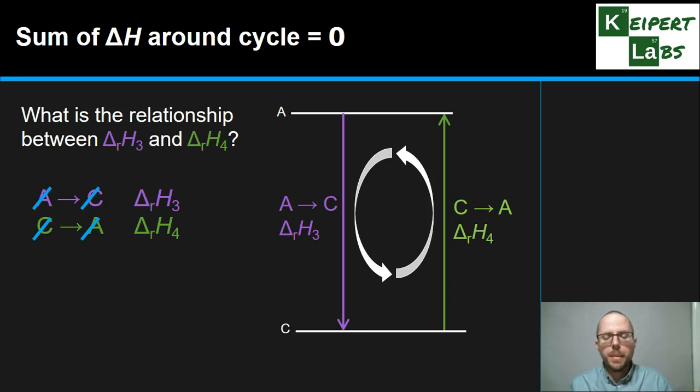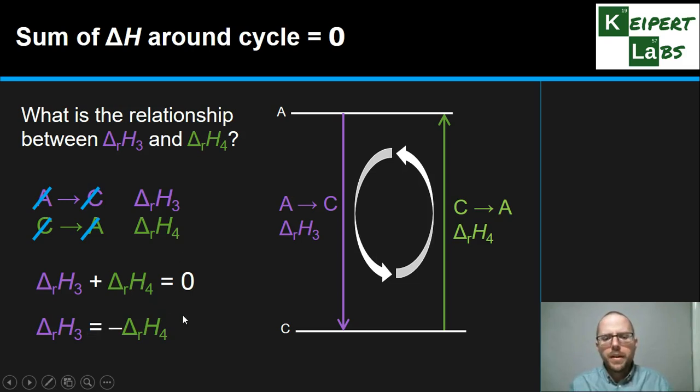So the fact that we haven't gone through B in the middle doesn't affect that overall delta H. Okay, so they're equaling 0. That is, one is the opposite sign to the other. So they're the same in size but opposite in sign. So delta H3 is the negative value of this increase here. Okay, so that's why we end up with a sum of 0 around a cycle.